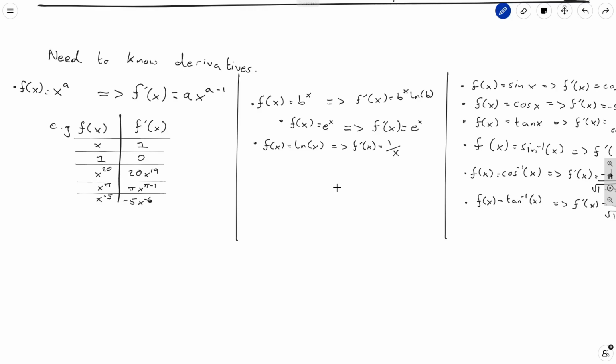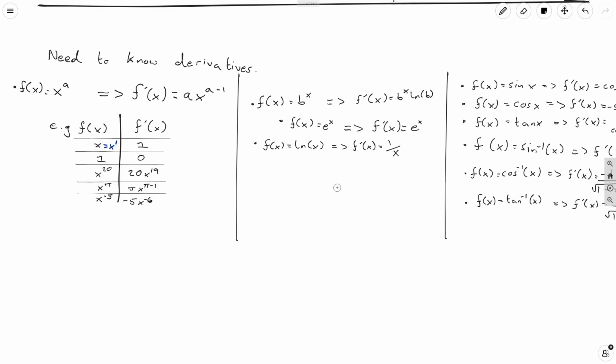Okay? So let's just look at some important specific examples here. For example, here, we're looking at x, which is, of course, also equal to x to the 1. So in this case, a is equal to 1. So we bring the 1 down in front. So this is actually 1 times x to the 0. But of course, x to the 0 is equal to 1, no matter what x is. So overall, this thing is indeed just 1. So the derivative of f of x equals x is 1.